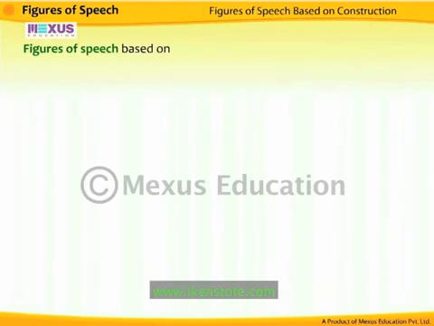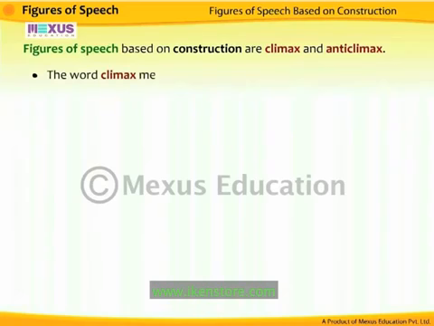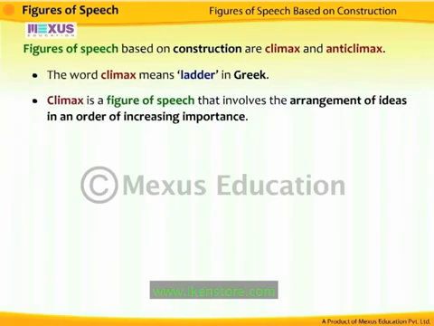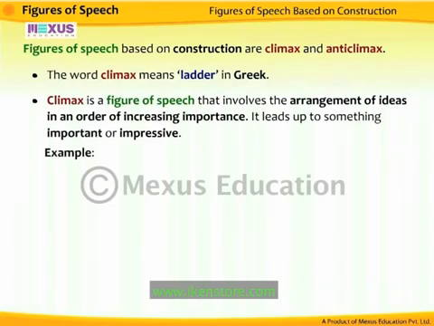Figures of speech based on construction are climax and anticlimax. The word climax means ladder in Greek. Climax is a figure of speech that involves the arrangement of ideas in an order of increasing importance. It leads up to something important or impressive. For example, he came, he saw, he conquered. The actions of coming, seeing and conquering are arranged in an order of increasing importance.